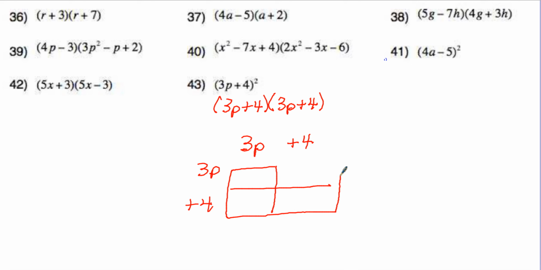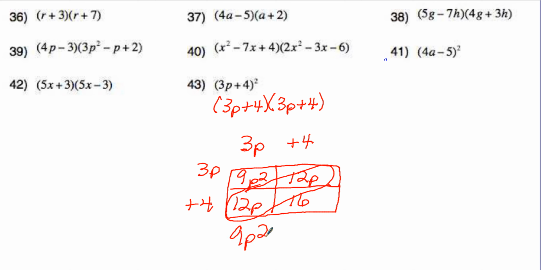So 3p times 3p is 9p squared. 4 times 3p is 12p. 3p times 4 is 12p. 4 times 4 is 16. Again, my like terms are on the diagonal and they're both positive, so I will have a middle term. 9p squared plus 24p plus 16. Okay, and that is your answer. That's it. I added my 12 and 12 to get my middle term.